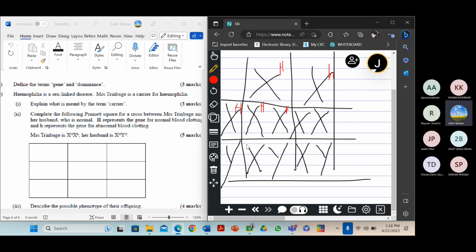Capital H going on the X. Nothing goes on the Y. And now in this side, we have big H multiplied by small h. Always put your dominant one first. So that's big H, small h. And then lastly, we have small h by Y. So we put the small h on the X chromosome.